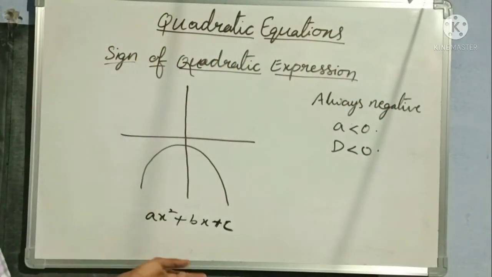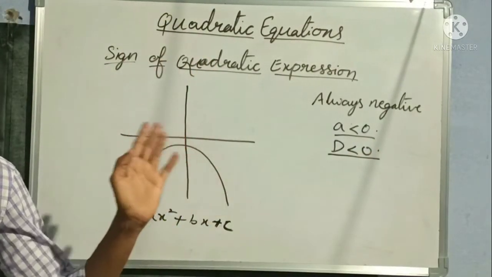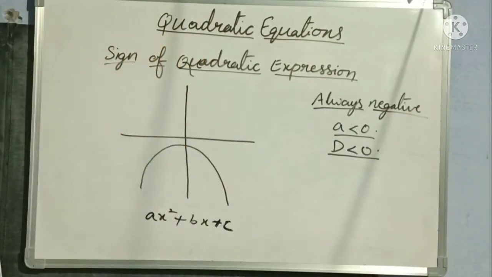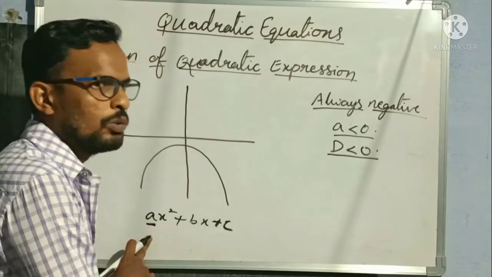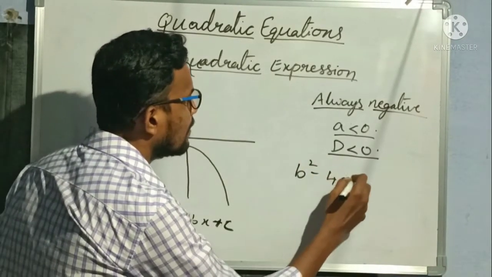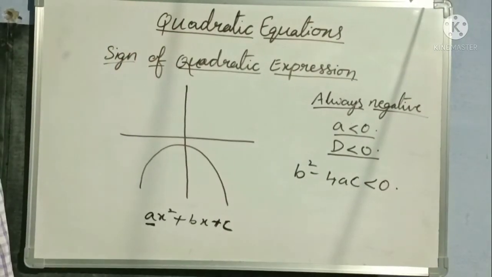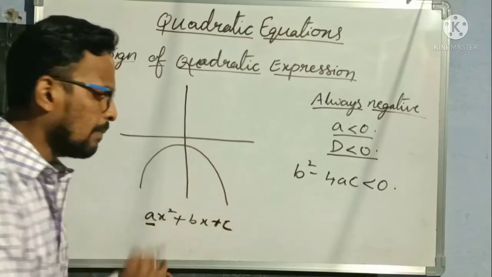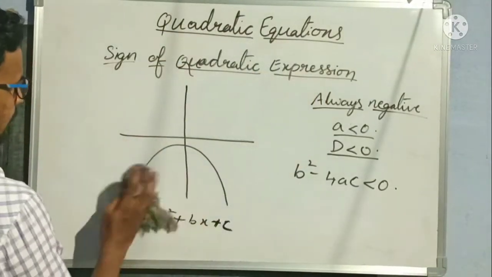Understood? Only when a is less than 0 and D is less than 0, when both are negative, then only it satisfies our condition that it is always negative. Means the coefficient of x square, that is a, should be negative, along with our discriminant, b square minus 4ac, also being less than 0. Then only we will get our graph like this. I mean our quadratic expression will be in this form. Clear?